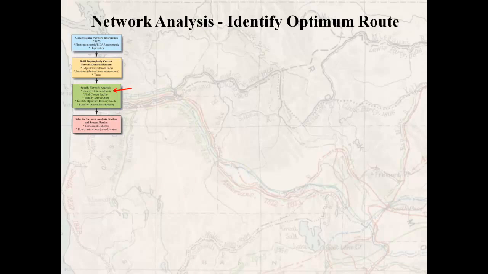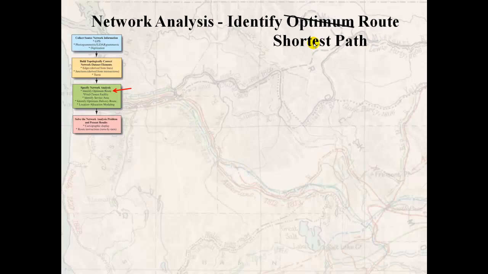Okay, so one of the main things you use a network for is to identify an optimum route. That's one of the network analysis tools you can use: identify optimum route. There it is right there. An optimum route in general is usually considered the shortest path.